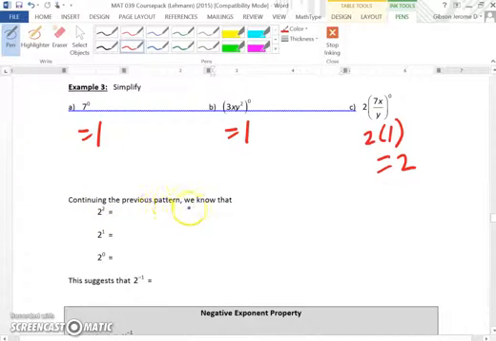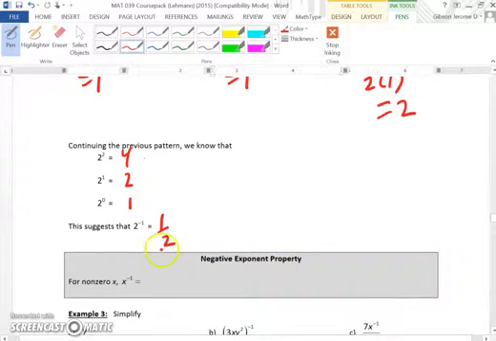Now it says continue the previous pattern. We know that this is 4, 2, and 1. This suggests that 2 to the negative 1. Now listen, every time we went down an exponent, we divided by 2. So we have 4 divided by 2 gave us 2, 2 divided by 2 gave us 1. So 1 divided by 2 will give us 1/2 because we still went down by an exponent. So we kept subtracting 1, and that means we divide by 2. So now the negative exponent property for non-zero x: x to the negative 1 will be 1 over x.